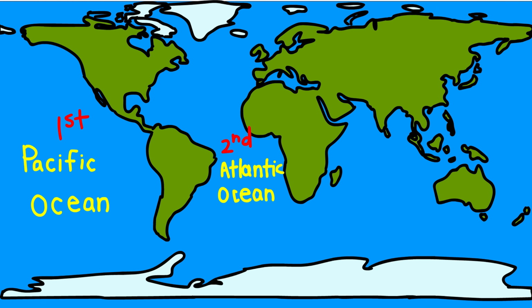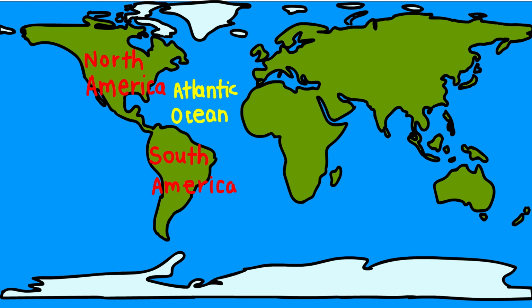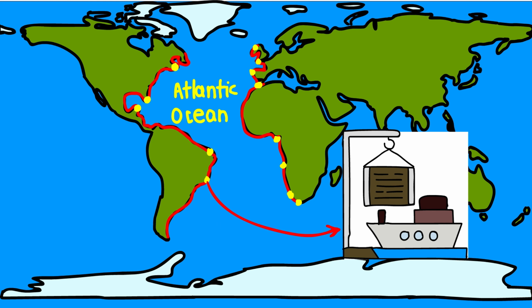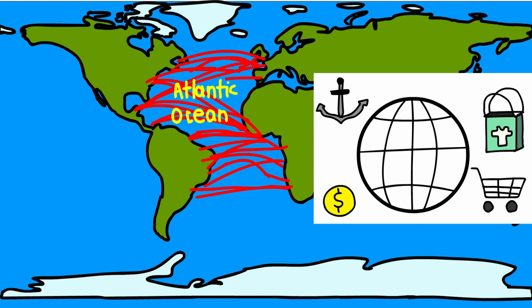The Atlantic Ocean is the second largest ocean in the world. It is S-shaped. It is flanked by the North and the South Americas on the western side and Europe and Africa on the eastern side. The coastline of the Atlantic Ocean is highly indented. This irregular and indented coastline provides ideal locations for natural harbors and ports. From the point of view of commerce, it is the busiest ocean.